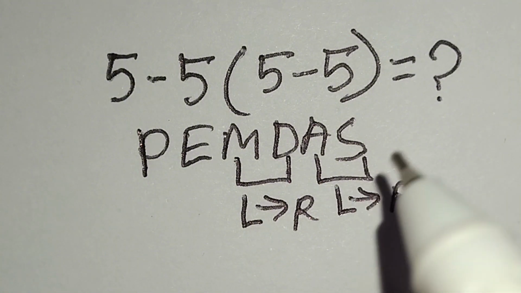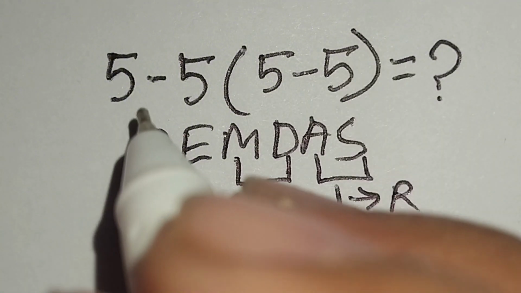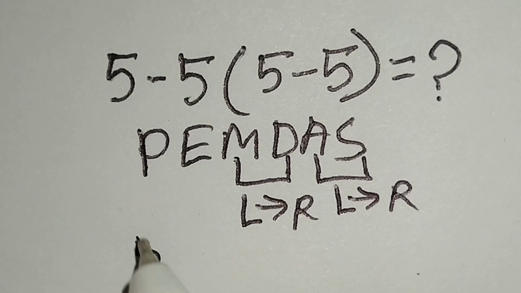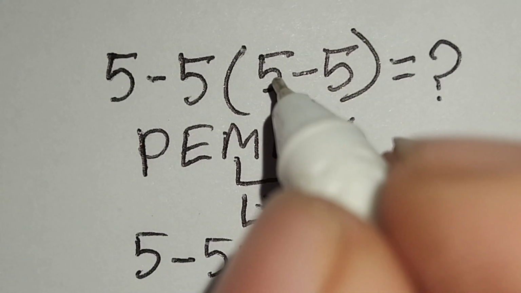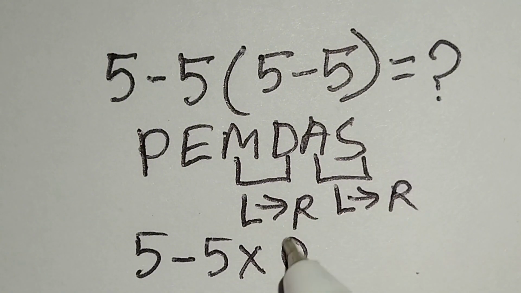Therefore at first we have to work with this parenthesis. Here this 5 minus 5, multiply this. 5 minus 5 gives us 0.